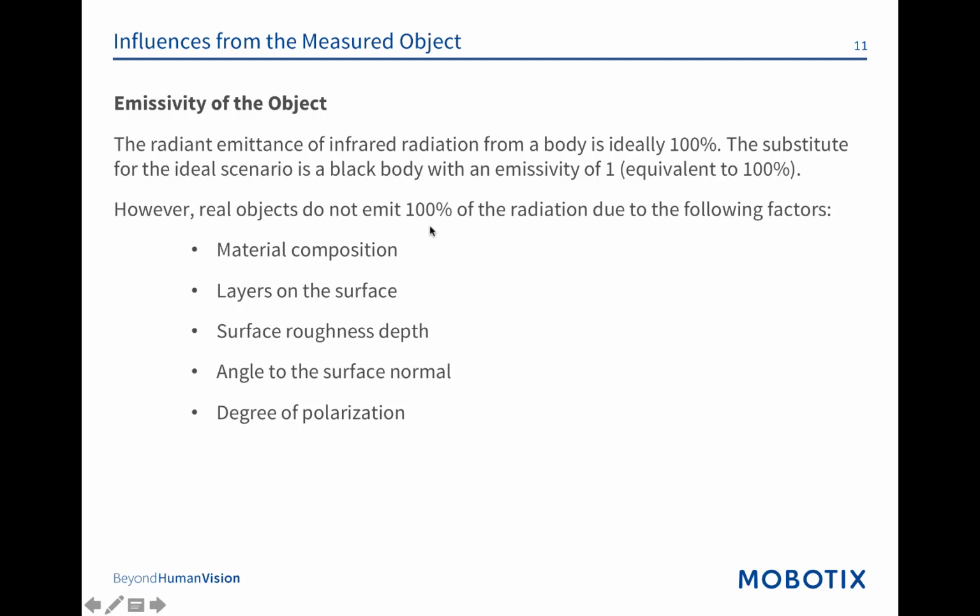And this depends on different things. One thing is of course the material. What kind of material is this? What is the surface? How many and what layers are on the surface? How rough is the surface? And then how do we look at the surface, from what angle? And the degree of polarization of this radiation. These are all effects that are affecting the absolute value of our measurement.